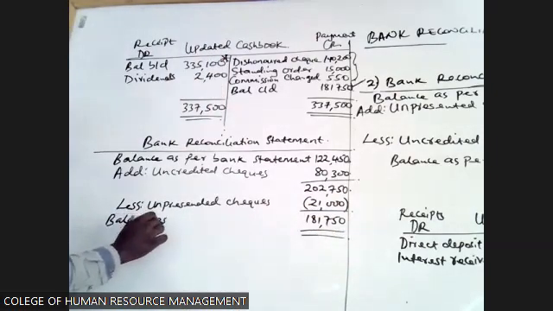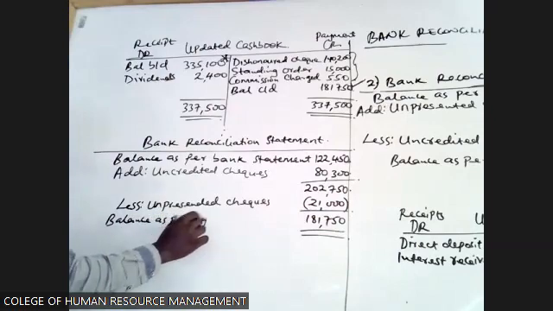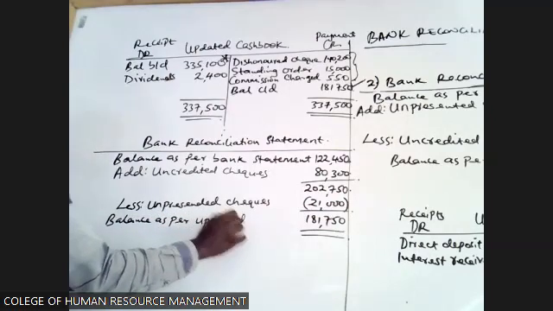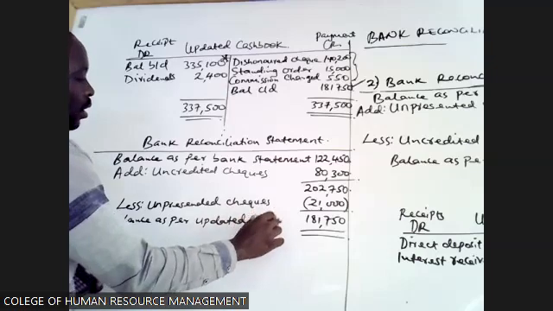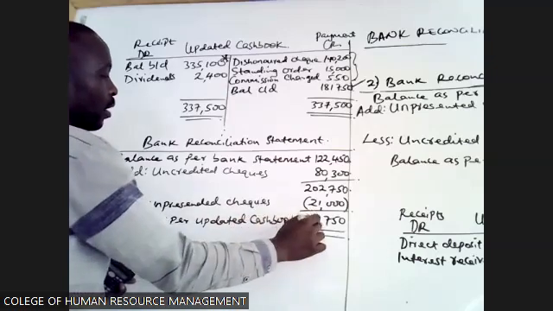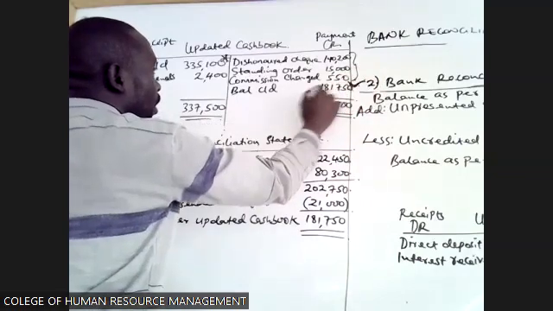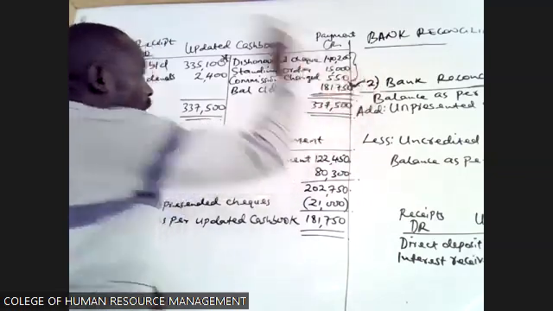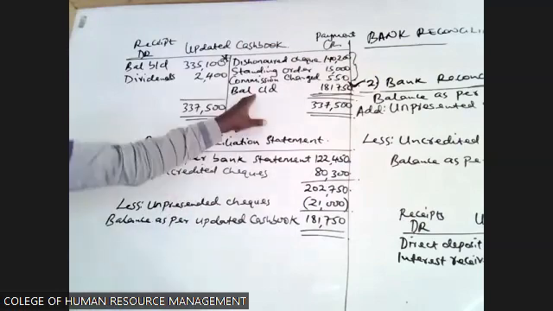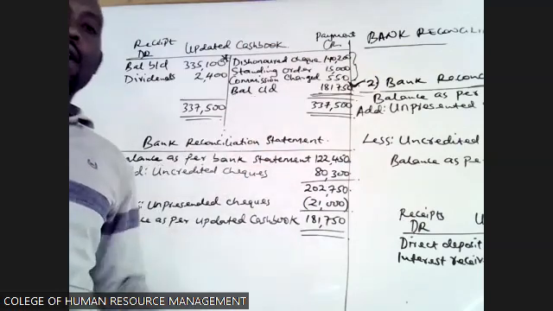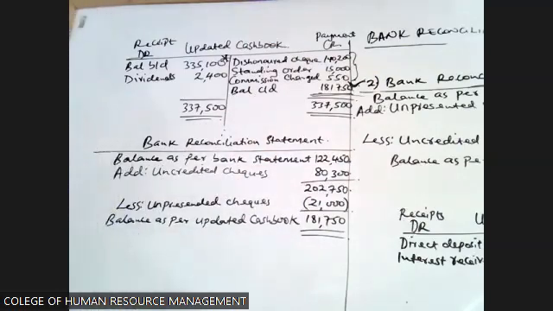which now will be balance as per updated cash book, 181,750, and that is the figure we got here. For our updated cash book, we got 181,750 as our balance. And that is the reconciliation.